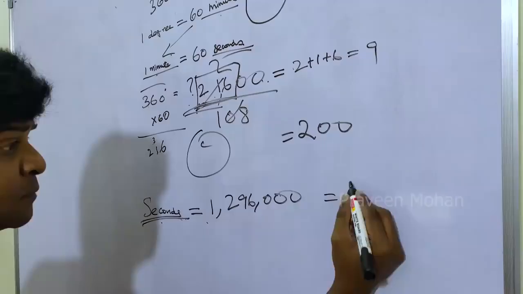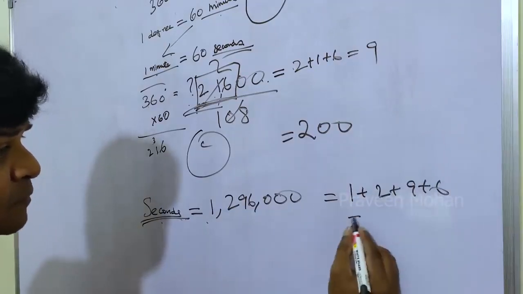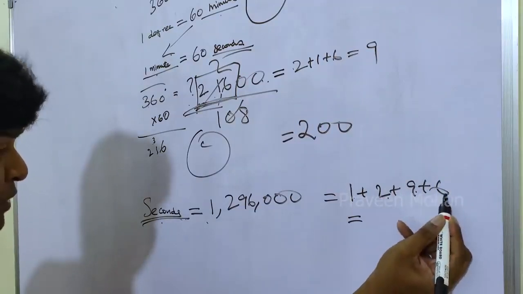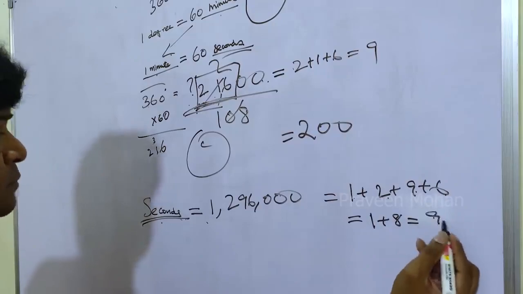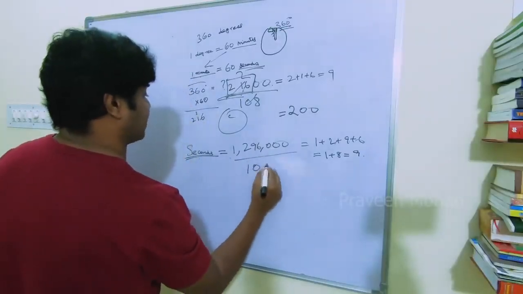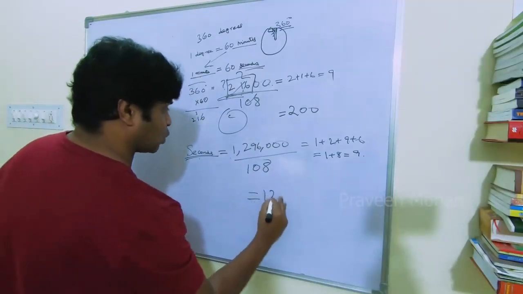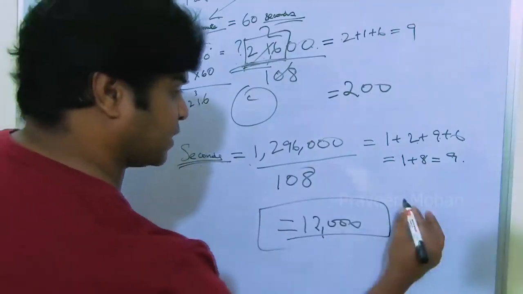Again, 1 plus 2 plus 9 plus 6. What does that give you? 3 plus 9, that's 12. 12 plus 6, that's 18. 1 plus 8, that is 9. Okay? Again, this number is also divisible by the sacred number 108. So that should give you about 12,000. So you see, perfectly divisible, okay?